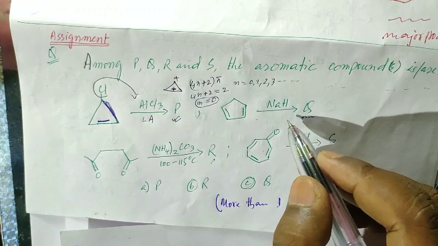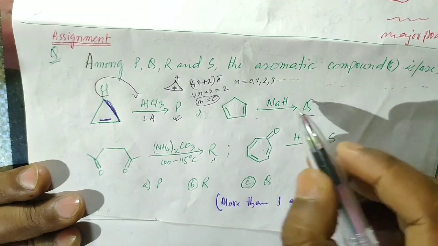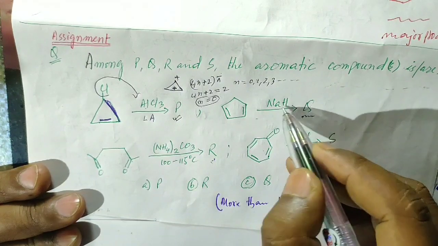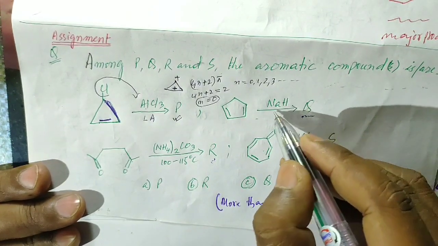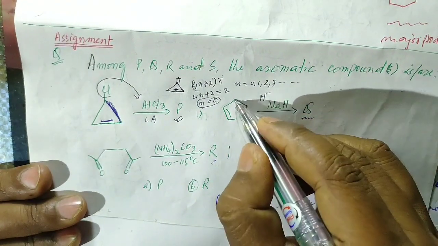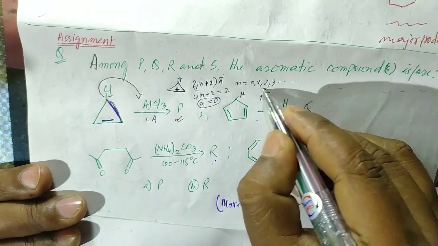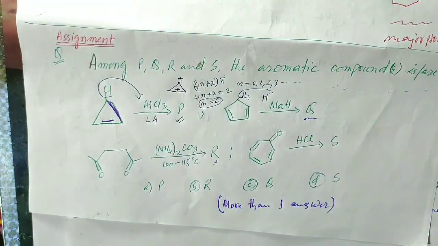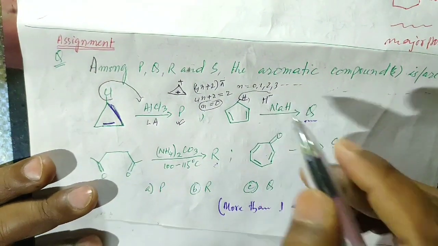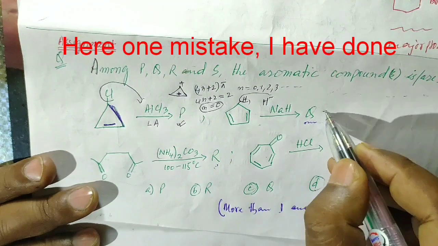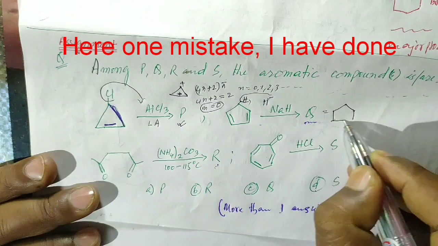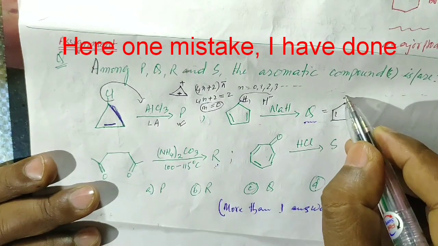Now let's come to the second one. When this compound is reacted with NaH, NaH is sodium hydride, which is a very strong base. This H minus ion is a strong base. This will abstract this hydrogen from this carbon atom. This one hydrogen will be abstracted by hydride ion to form hydrogen molecule, and Q will be this structure.